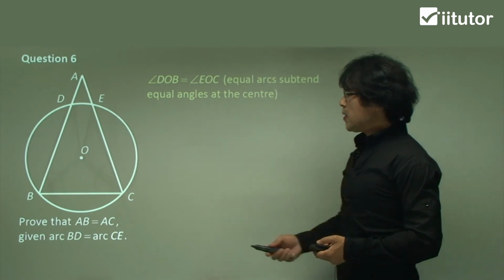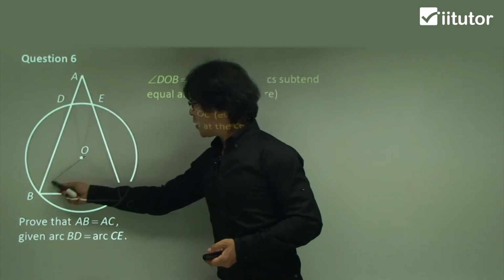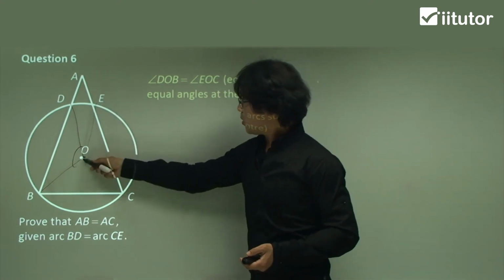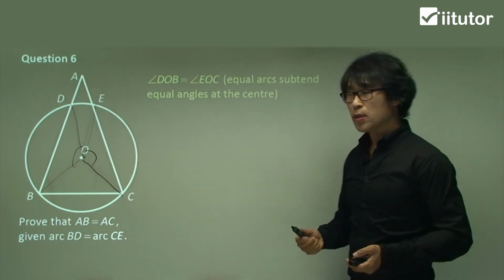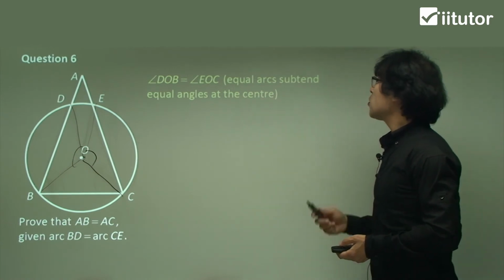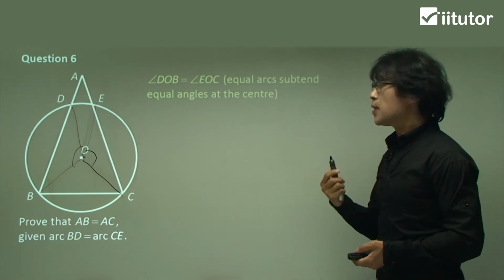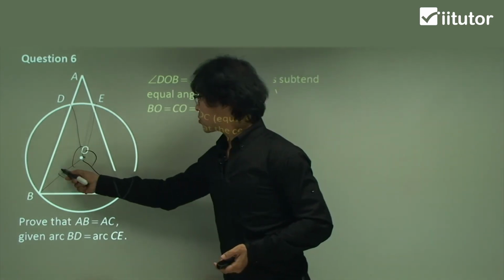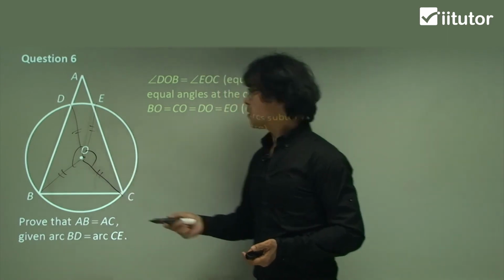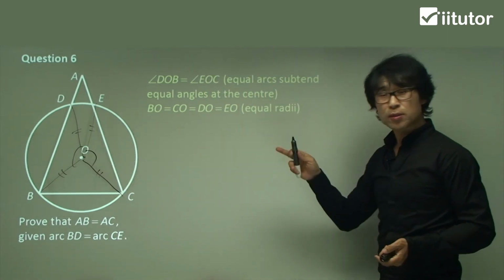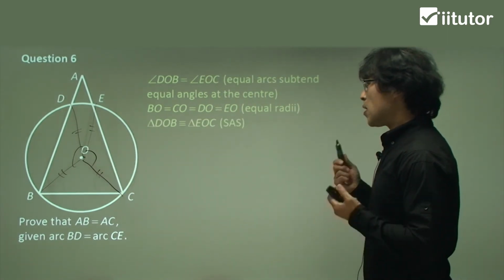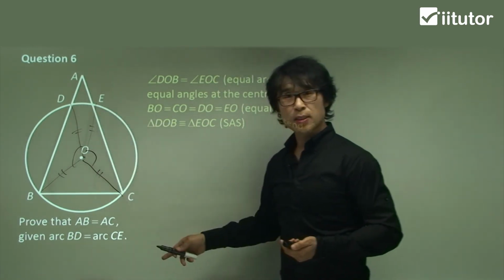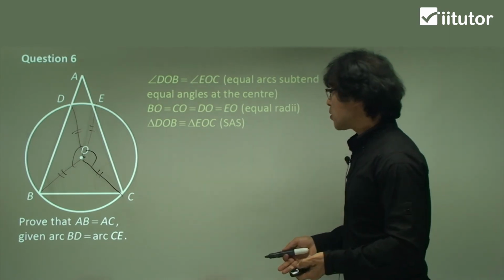Angle DOB is equal to angle EOC. They are equal, and the reason is: equal arcs subtend equal angles at the center. Next one, all four sides are equal, because of equal radii in the same circle. And next, therefore triangle DOB is congruent to triangle EOC. So what are you going to say?